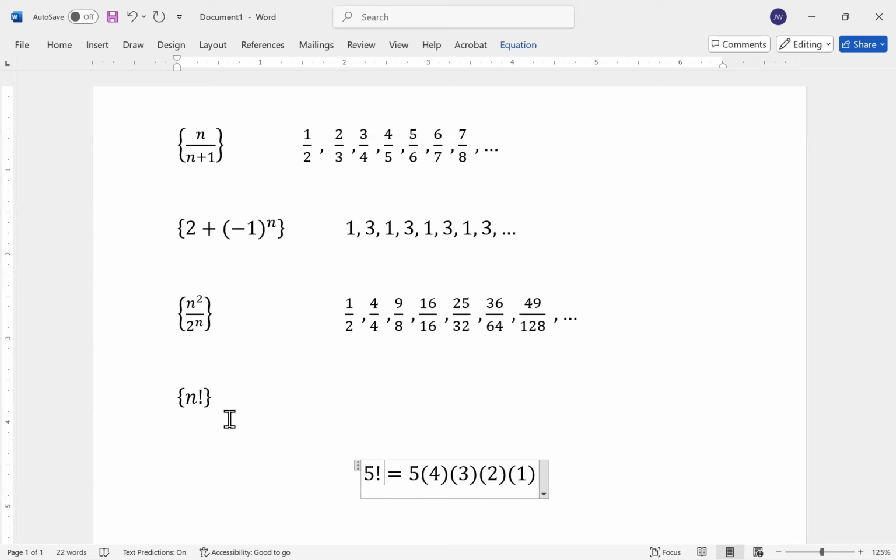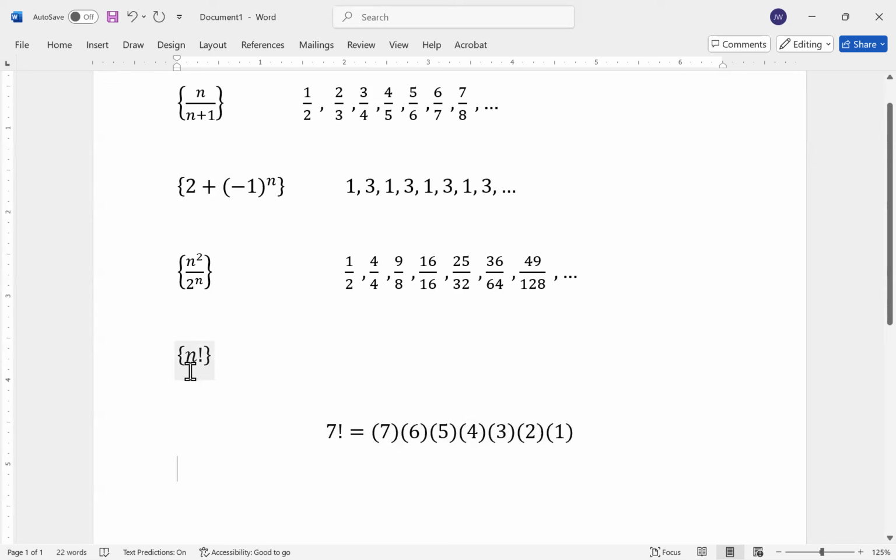And if I were to do 6 factorial, then I'd say 6 times 5 times 4 times 3 times 2 times 1. And if I wanted to do 7 factorial, then I do 7 times 6 times 5 times 4 times 3 times 2 times 1. Now, one little weird thing about factorials: they work whenever we have positive integers.